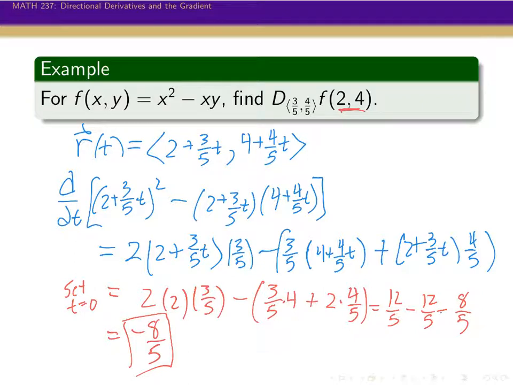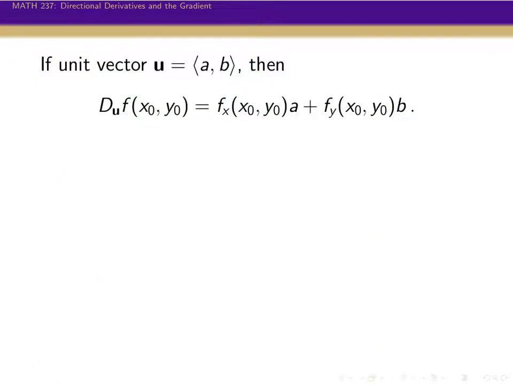So this is the directional derivative of f at (2, 4) in the direction (3/5, 4/5). So this is saying that if we're going in the direction of 3/5, 4/5, the function is actually going down there. Okay, so if you go through and think about what happens at the end, this is exactly what we saw when we went through the derivation.